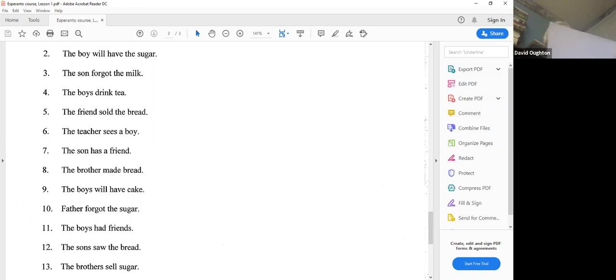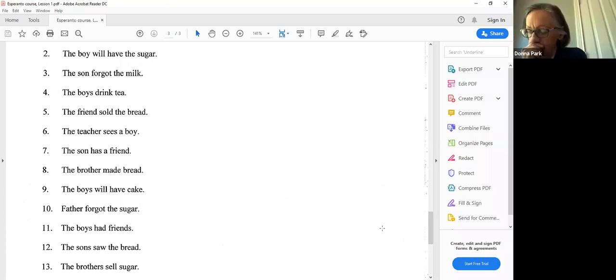Number 13, the brothers sell sugar. So they're selling it in the present. So what would number 13 then be, Bob? La fratoj vendas sukeron. Good. Bona. So it's the brothers, so it has to be plural. Fratoj. Everybody understand 13? Okay. And sugar is sukeron at the end? And at the end, because that's what they sell. It's the object of the sentence. The brothers are the subject. Sugar is the object. Okay?